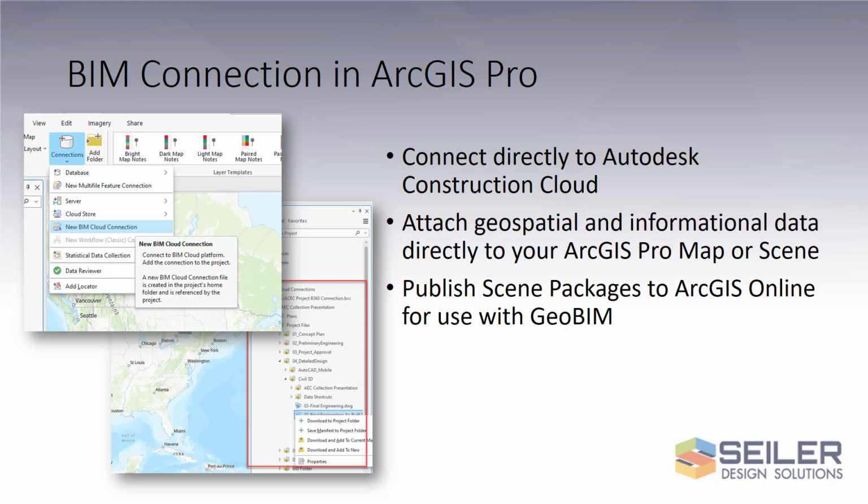With the Autodesk Construction Cloud comes the ability for ArcGIS Pro to be able to connect to a BIM connection. So we can tie in and gain access and give access to ArcGIS Pro as well as the ArcGIS Cloud connection to our design collaboration projects within the ACC. This means being able to directly connect to the Construction Cloud, attach geospatial information data directly to your ArcGIS Pro map or scene, publish scene packages to ArcGIS Online for use with GeoBIM.